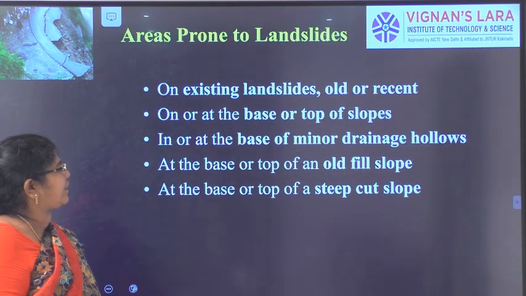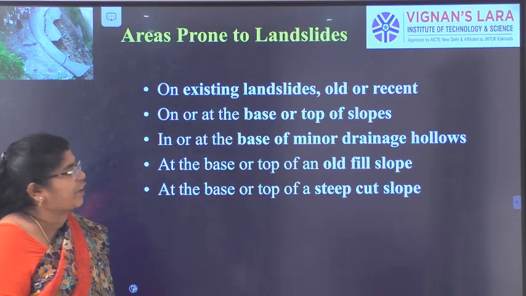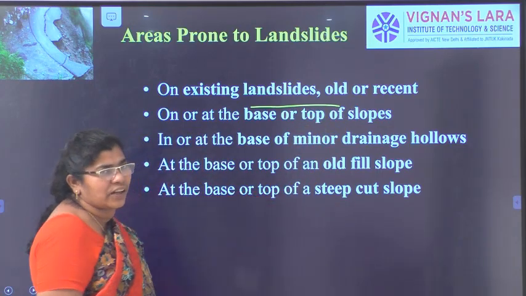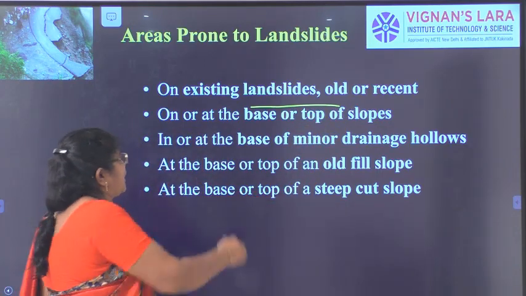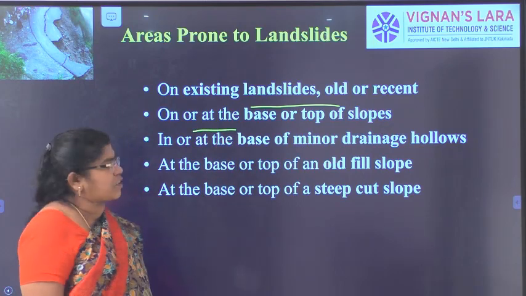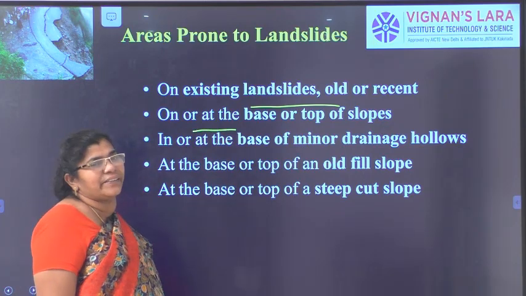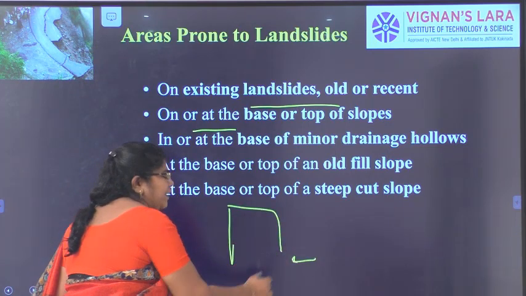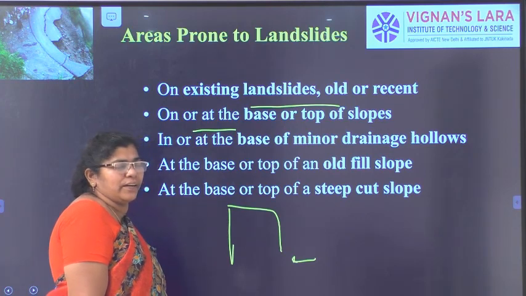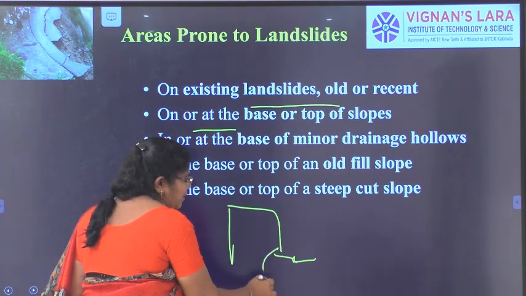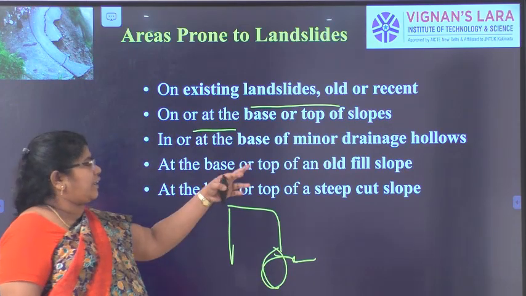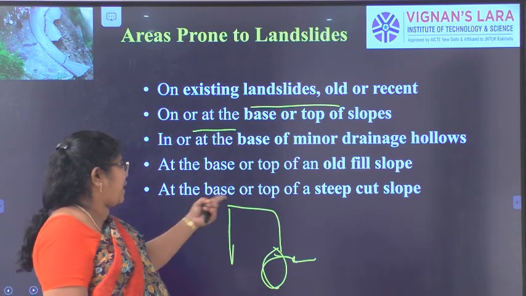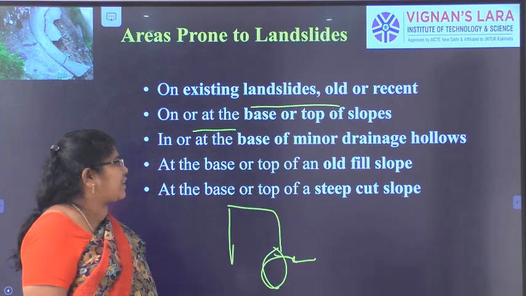Areas prone to landslides. What are the areas that are very prone to landslides? Here we have seen that old or recent rock formation areas are more prone. The base or top of the slopes is more prone, and the base of minor drainage hollows. Yesterday we saw about ocean erosion. Due to ocean erosion, the bottom layer will get eroded and minor drainage hollows will be there, then there will be a landslide. Also the base or top of old fill slopes and steep cut slopes.